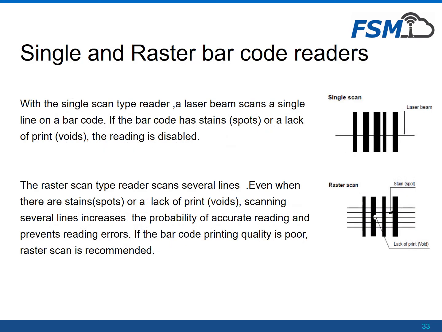The readers, however, on a barcode, you can have a single line scan of a barcode, or commercially speaking, you would see a lot of crisscross red laser lines falling from a reader onto the barcode that we call a raster scan.